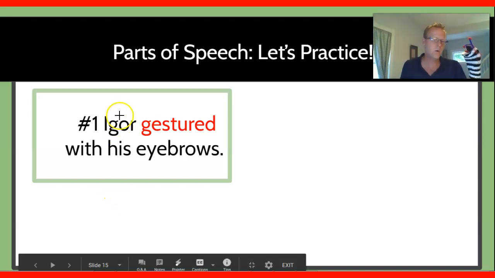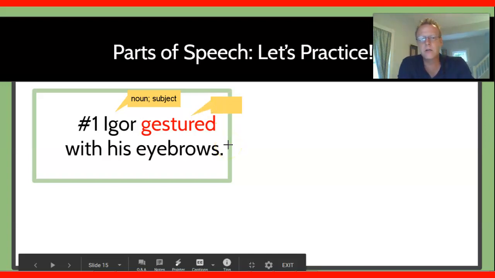Okay, so what is Igor in this sentence? I don't know. I just don't know. All right. Let's put Igor down a second, and let's talk about it. What's the subject? Igor didn't watch the video lesson, apparently, on this. This is a noun, and it's functioning as a subject in the sentence, okay? Guess what? A verb comes right after the subject most of the time. You got action here. Remember how he gestured with his antennas or his eyebrows? That's a verb.